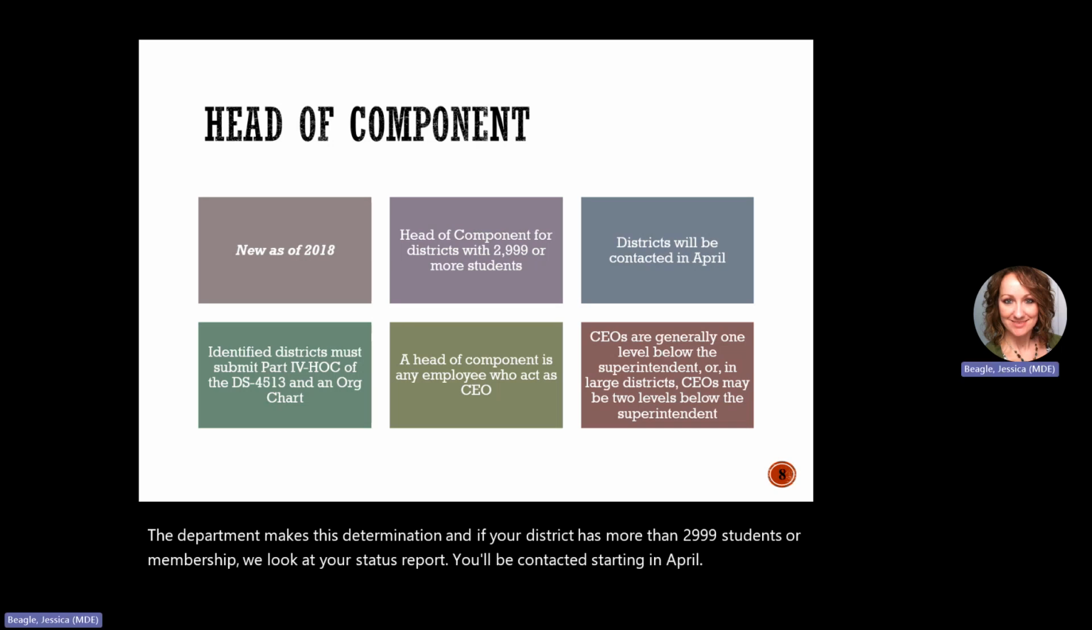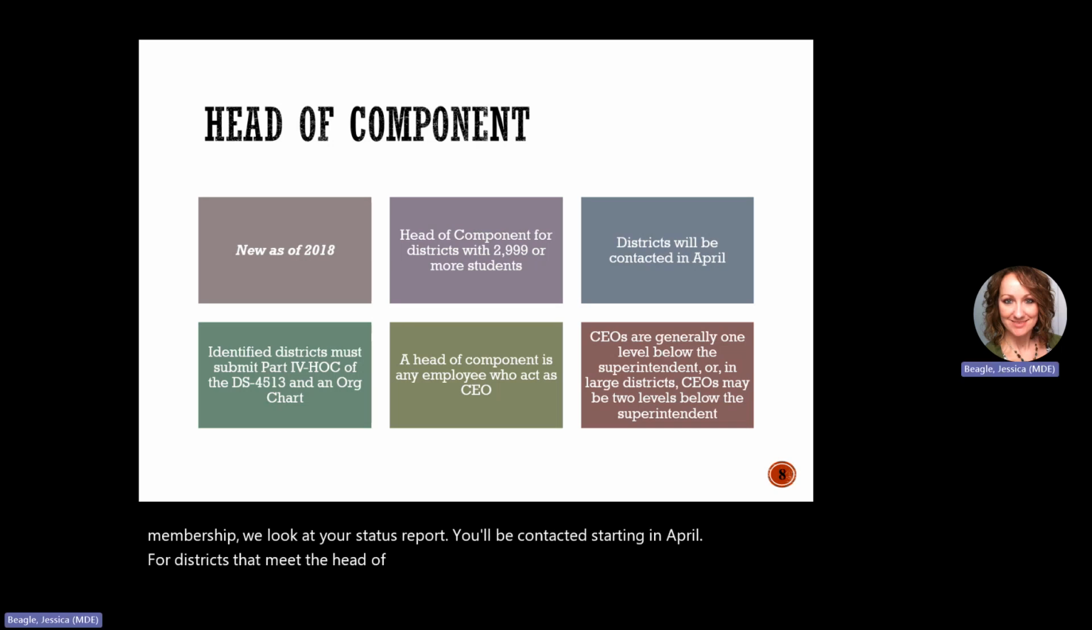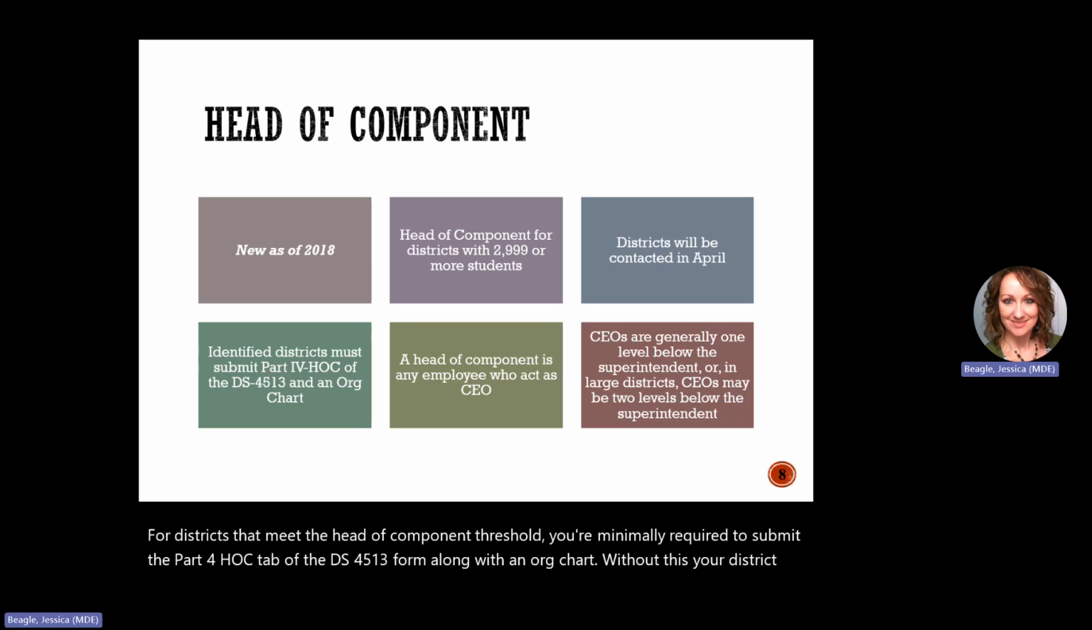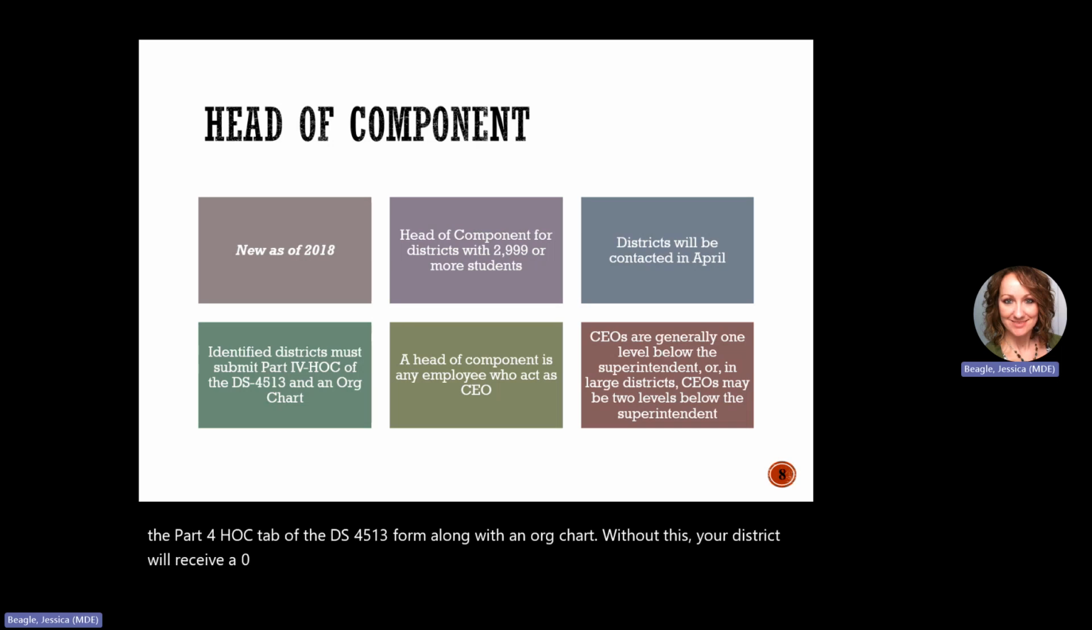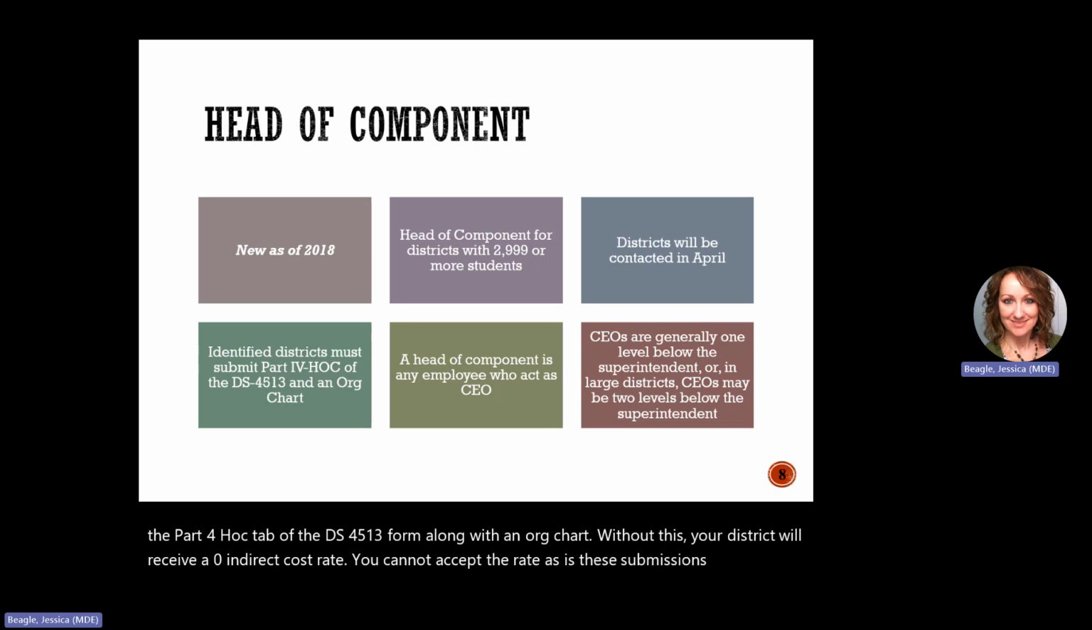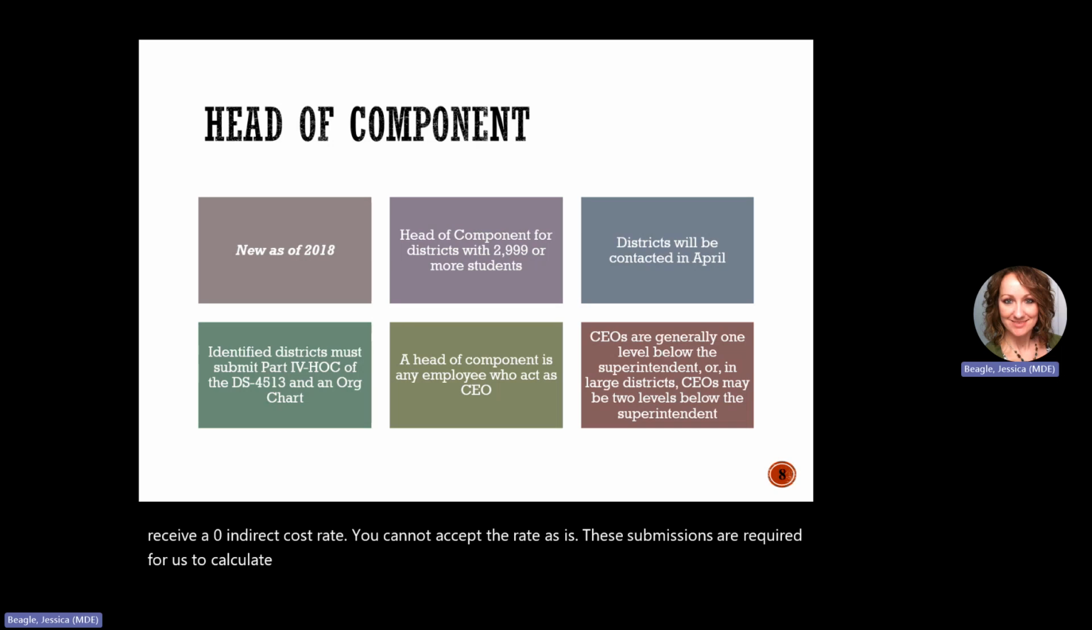For districts that meet the head of component threshold, you're minimally required to submit the Part 4 HOC tab of the DS 4513 form along with an org chart. Without this, your district will receive a zero indirect cost rate. You cannot accept the rate as is. These submissions are required for us to calculate your rates accurately.